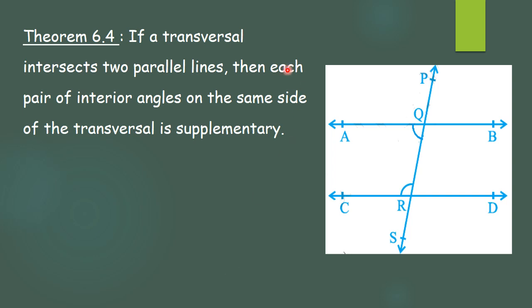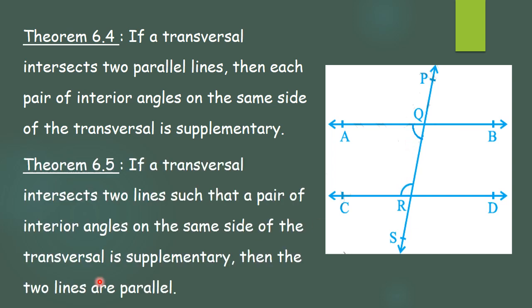The next theorem: if a transversal intersects two parallel lines, then each pair of interior angles on the same side of the transversal is supplementary. It means the total of these two angles is 180. And the next theorem, the converse: if a transversal intersects two lines such that their interior angles are supplementary, then the lines are parallel.